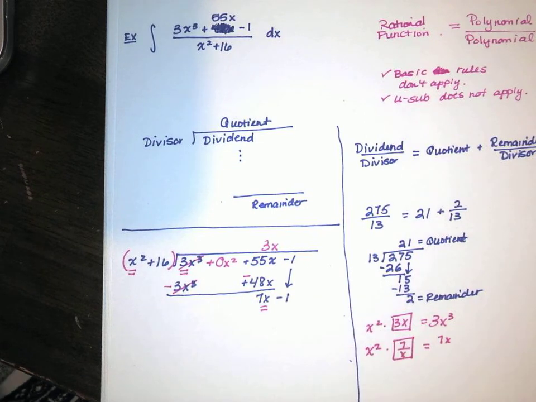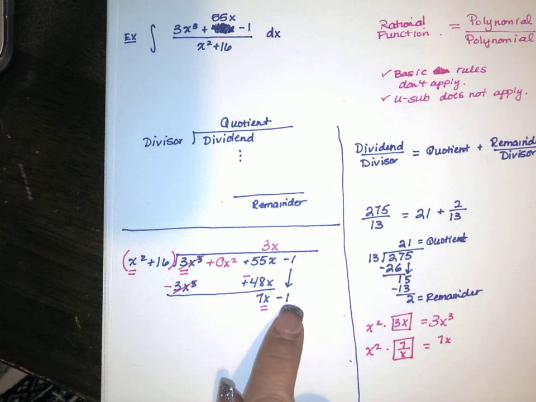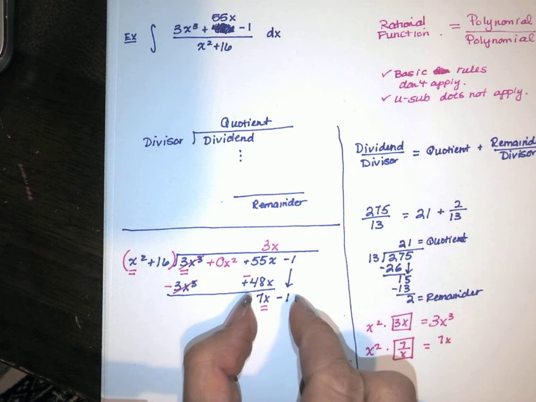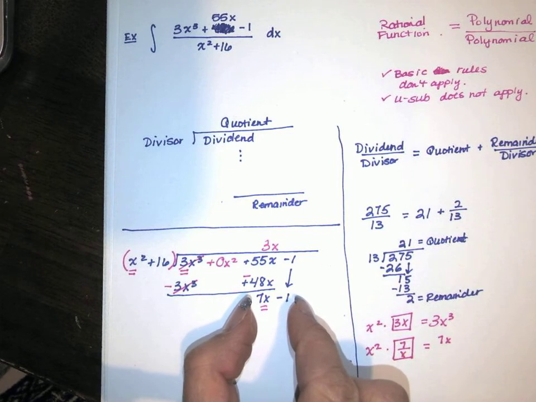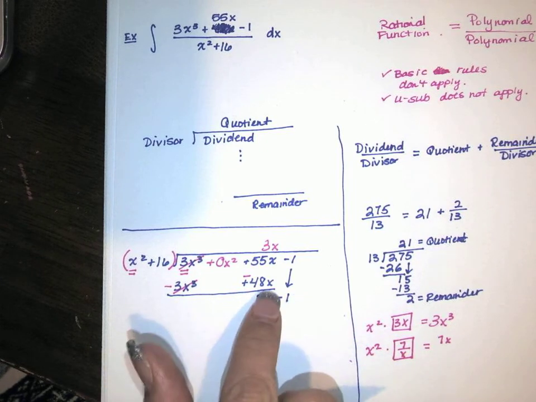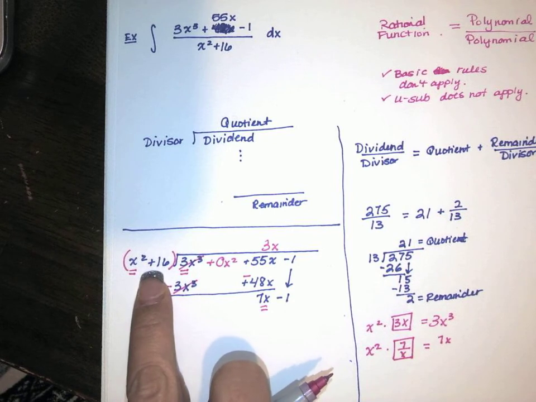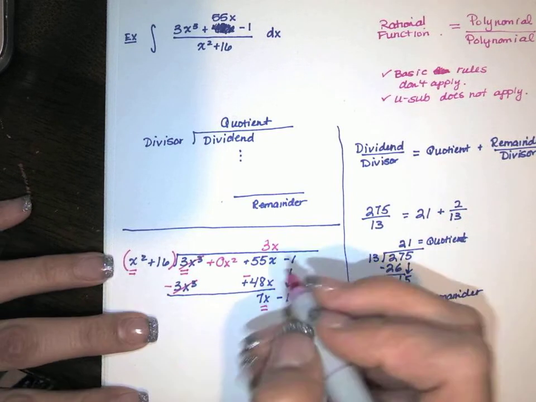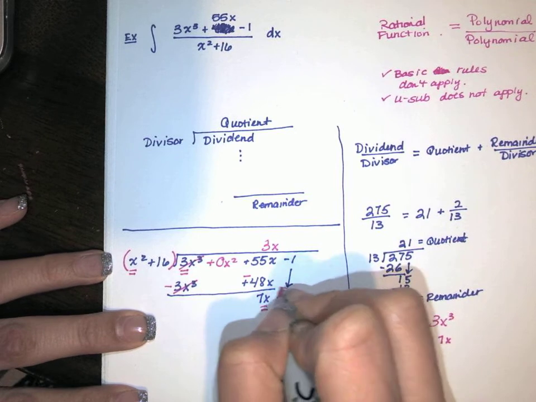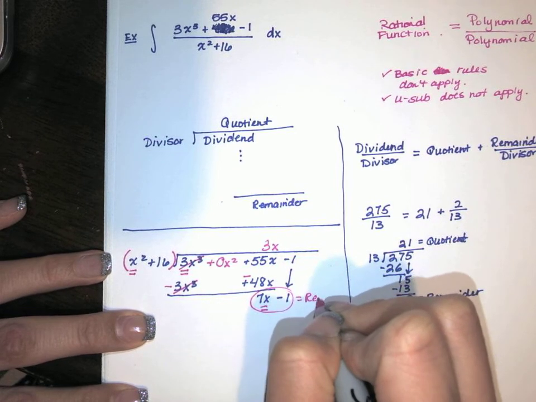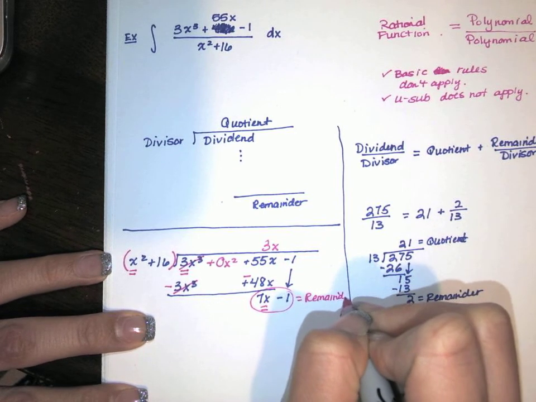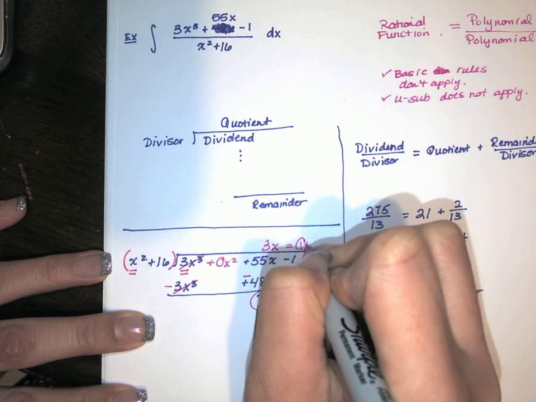Another way that you can know to stop the division algorithm is to look at the degree of this expression right here. It's not exactly a remainder yet, but it's sort of an intermediate remainder. If the degree of this is less than the degree of this, then you can stop. That's the actual remainder. This is degree 1, that's degree 2. So this is our remainder. This guy is our quotient.